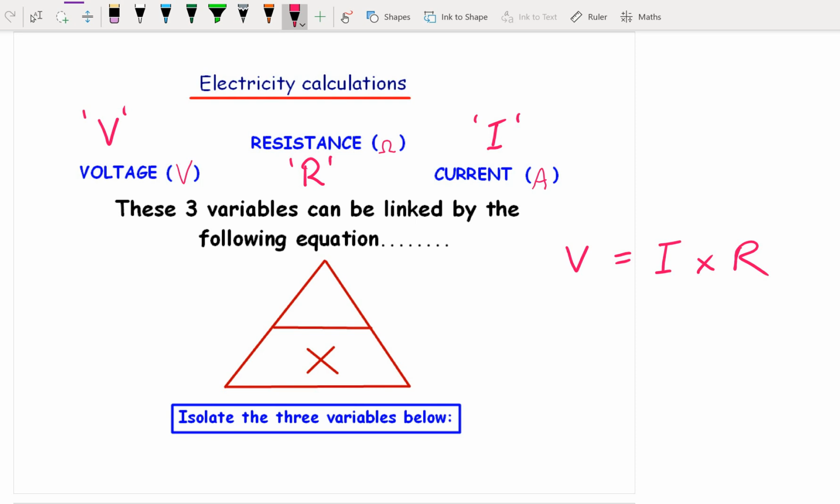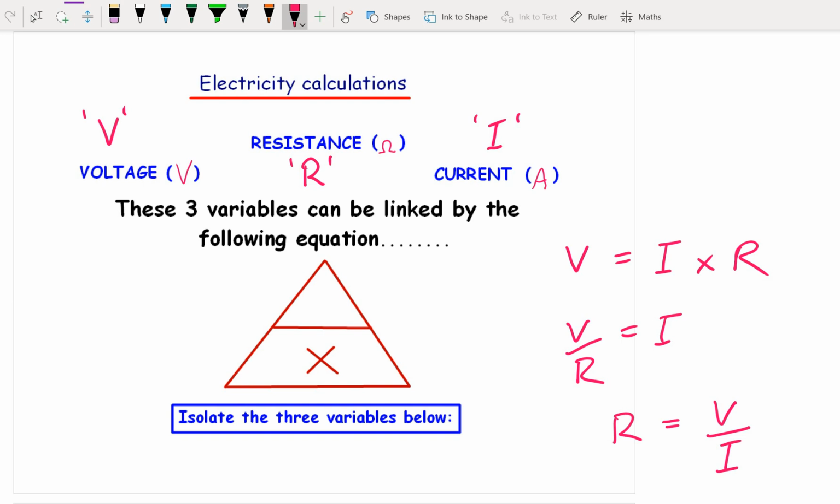And you can rearrange that equation. If you wanted to put I on its own, I, current, would be V divided by R. And if you wanted to put resistance, R, on its own, R equals the voltage divided by the current, right?